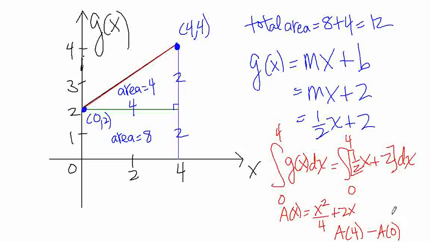A evaluated at 0 is 0, so we can ignore that. A evaluated at 4 is 4 squared over 4, that's 4, plus 2 times 4 is 8, and that gives 12. Lo and behold, we got the same answer. Okay? Now, you're not going to be able to confirm that integration is giving the same answer for more complicated area calculations. All right? However, I can make the following comment in closing.